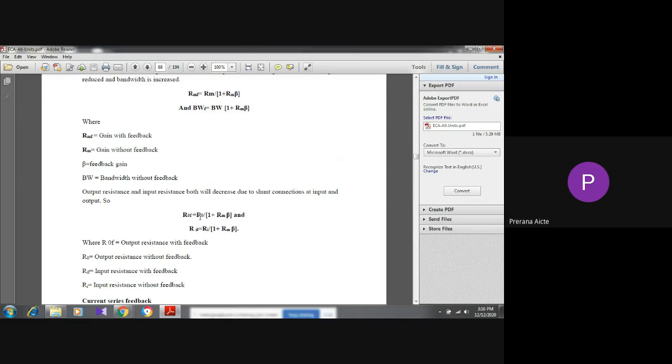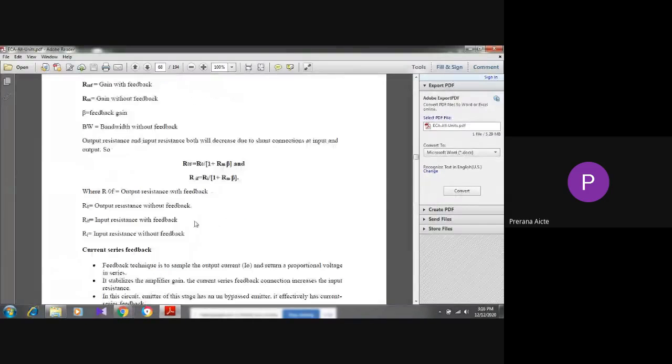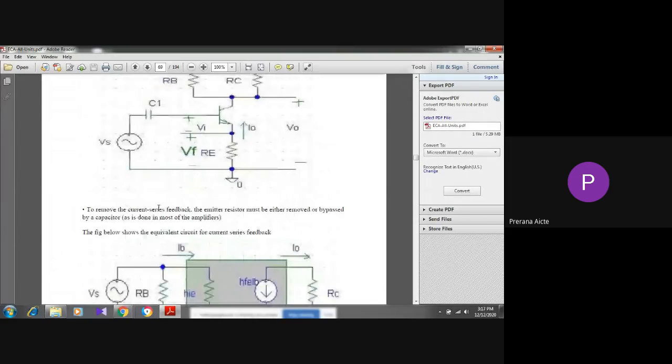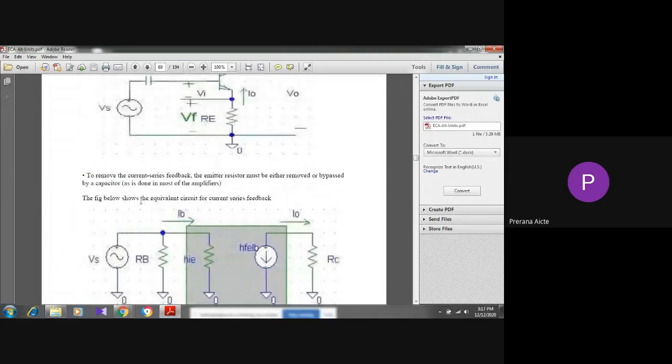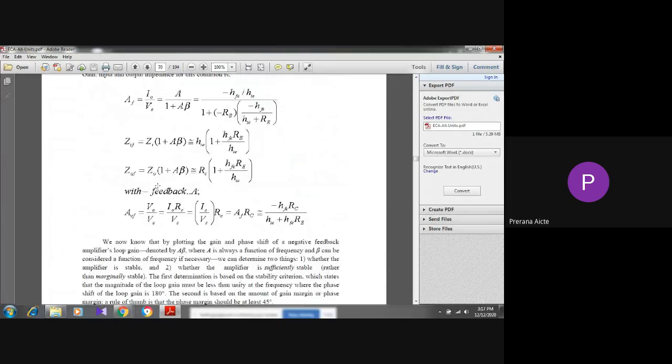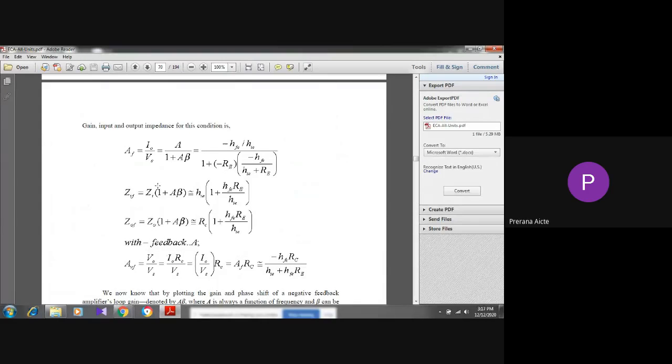Transresistance input resistance and output resistance expressions. Next one, current series feedback. This is current series feedback and is nothing but a transconductance amplifier. Current series means this is the equivalent circuit and these are the equations. See these formulas.